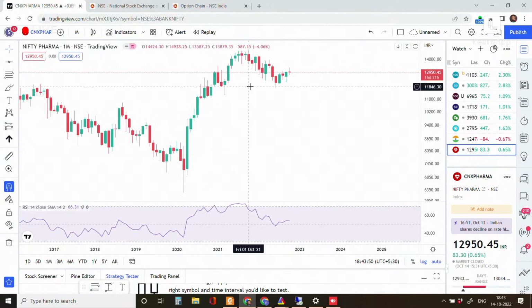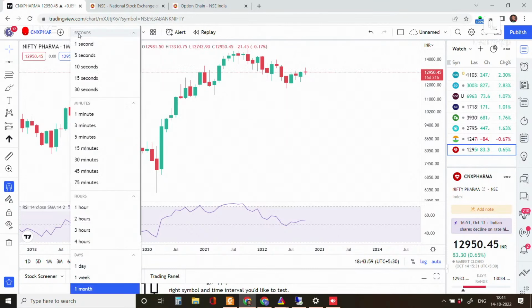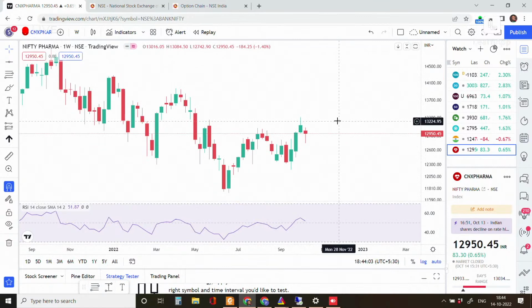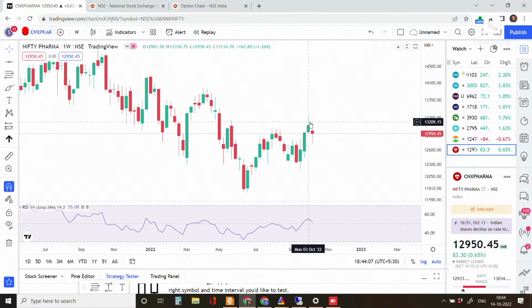On the monthly, there's nothing much in the pharma sector. It's in the consolidation zone. And if we come down to the weekly, we have a nice hammer formation over here. The pharma sector can do something on the upside only when this level is broken. So you need to watch out for this level on the pharma sector.